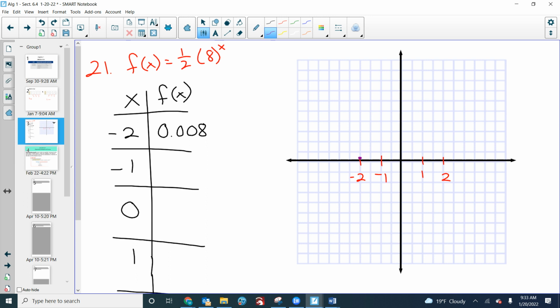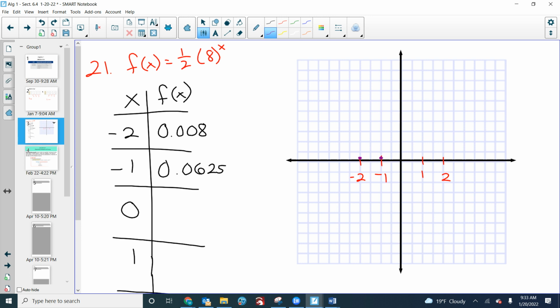Let's plug in -1. It's 1/16, so 0.0625. So it's close to 0. It's still a pretty small decimal. It's going to be tough to show the difference there, isn't it? How about at 0?